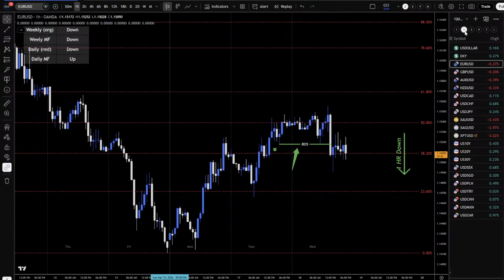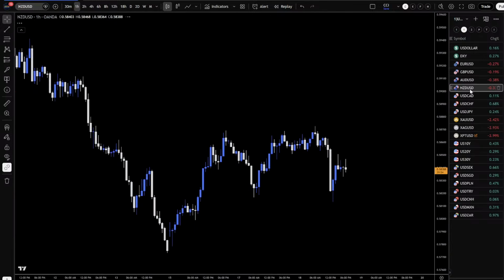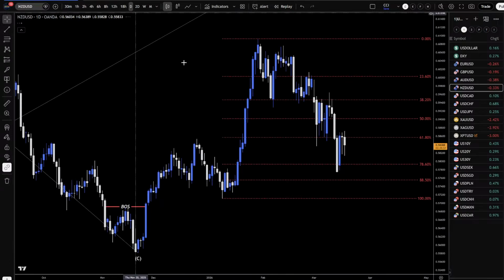Let me take a look at the Kiwi for you. I don't normally analyze the Kiwi just because it's so similar to the Aussie dollar.